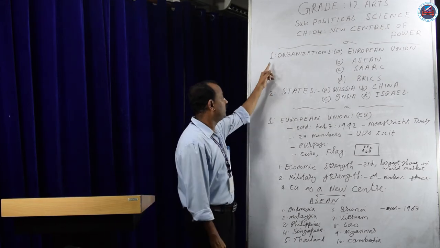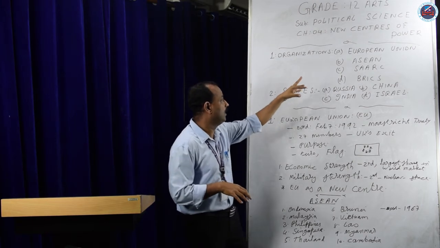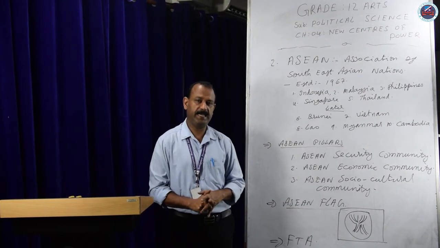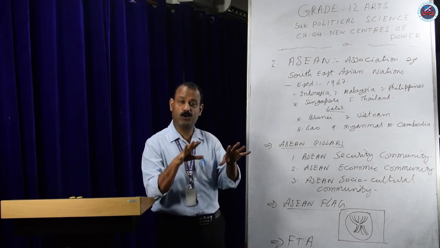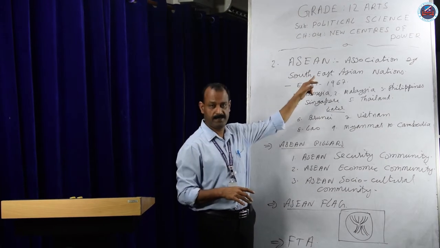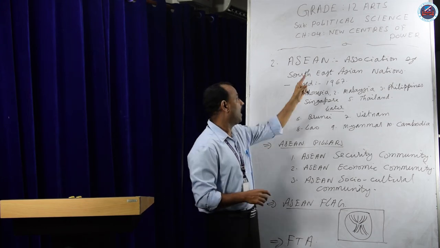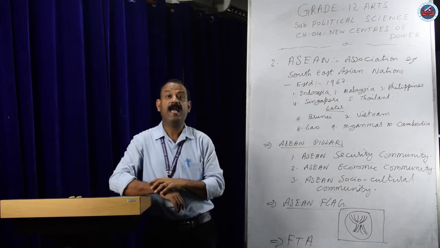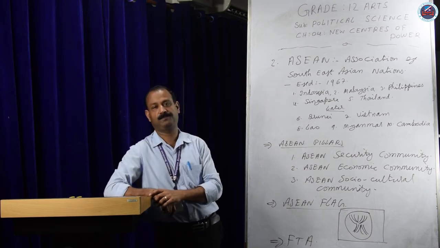So that's all about the first organization that is coming up as a new center of power in the world, that is the European Union. Now we shall see the second most important center of power in the world. It's also an organization, and it is known as ASEAN. A-S-E-A-N, ASEAN. Full form, Association of Southeast Asian Nations.